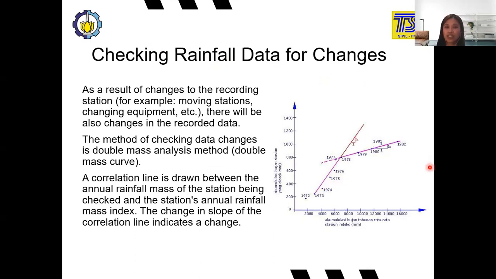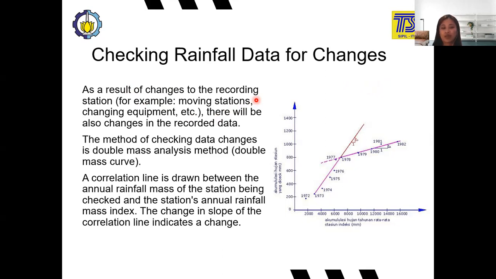And how do we check the rainfall data? Is it correct or not? Or what if there are changes in the rainfall data? Which one is the right data, or which one is the not accurate data? Here, for example, if the station is moved, or if there is a change in the equipment of the rain gauge in each station, there will also be changes in the recorded data.